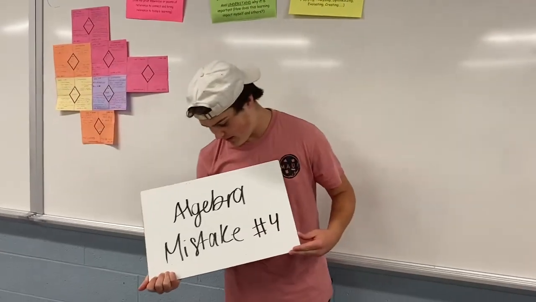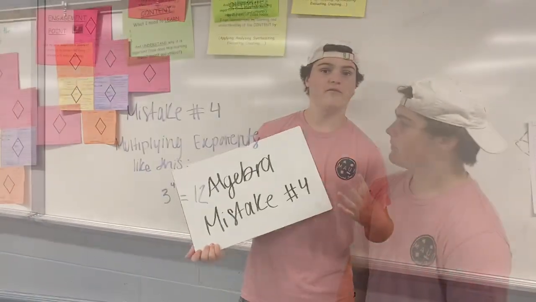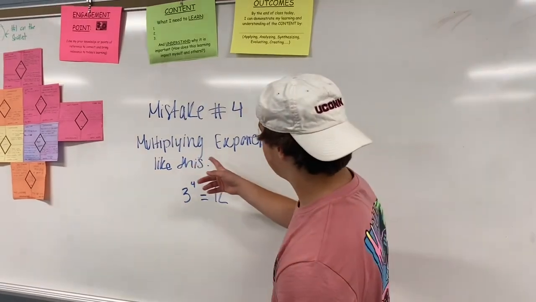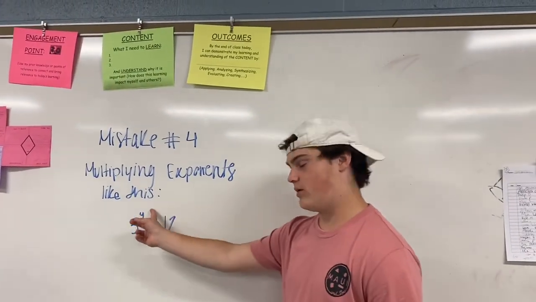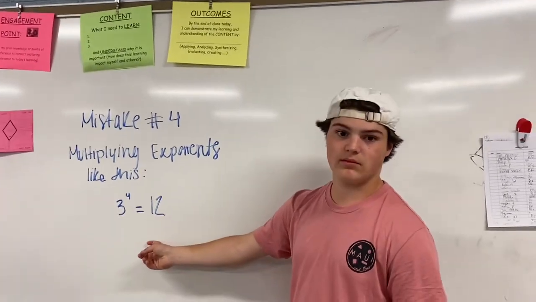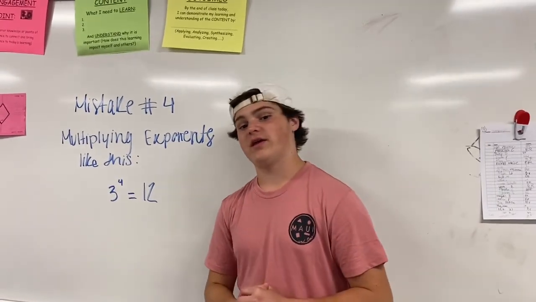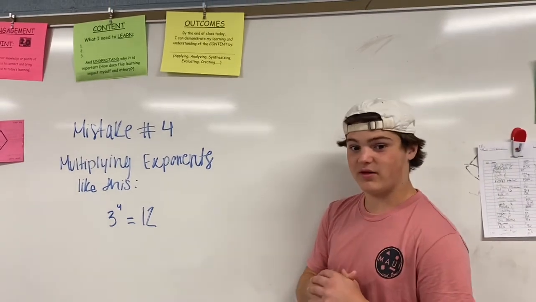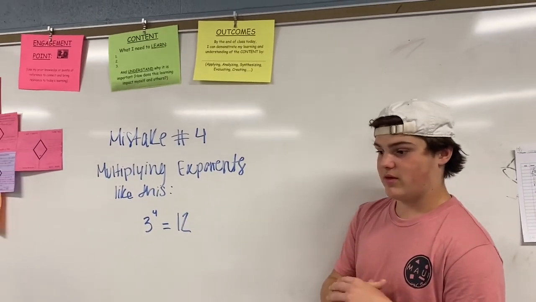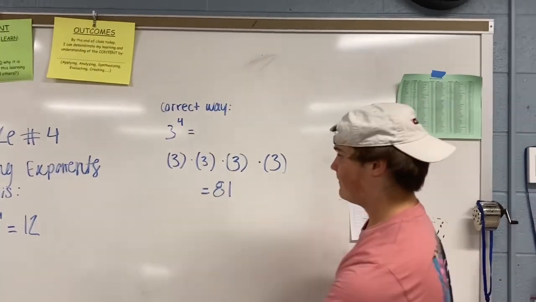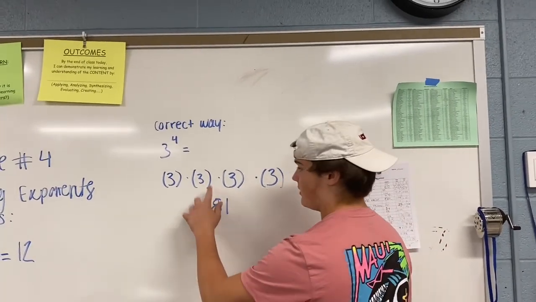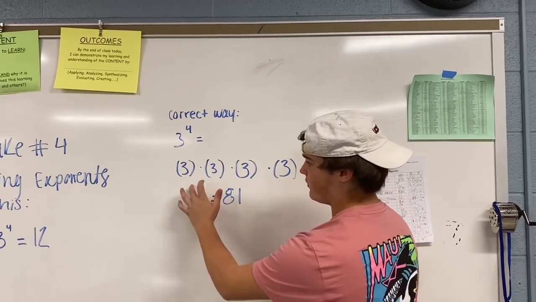You're on algebra mistake number 4. Multiplying exponents like this: 3 to the power of 4 equals 12. This is a common algebra mistake, and an exponent is shorthand for a bunch of multiplication. The correct way to solve this is you do 3 times 3. We're gonna break it down here. 3 times 3 is 9.